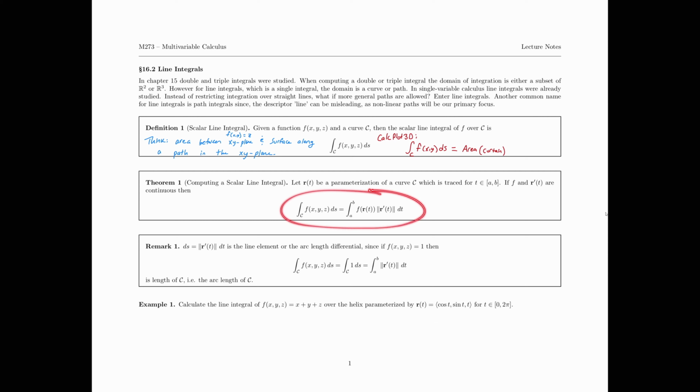So if we know that our path is given by r of t, and we know that the range is a to b, then we need to replace every x, y, and z in f with what r says x, y, and z should be. So if we're down here in our helix, x is cosine of t, y is sine of t, and z equals t.